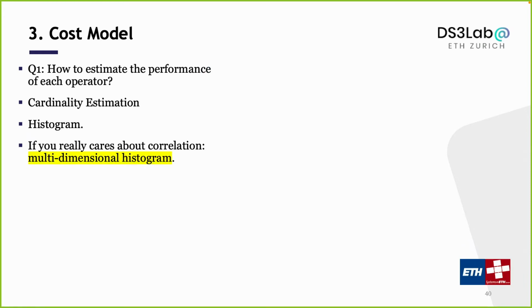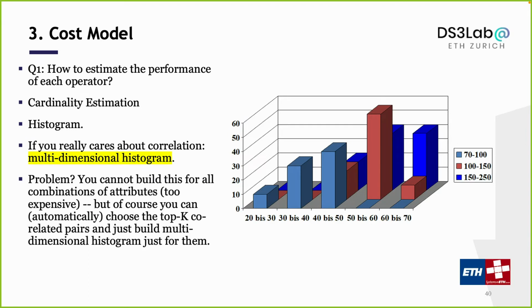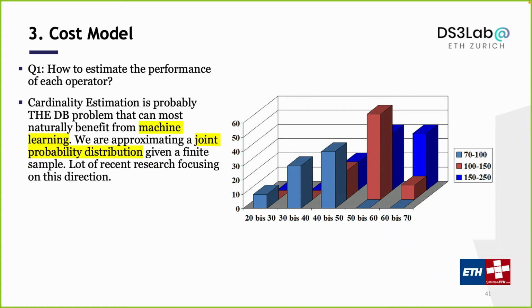If you really care about correlations, and you know which pairs of correlation are very important, you can build a multi-dimensional histogram over just two different attributes. But the problem is you cannot do this for all pairs of attributes; that's going to be way more expensive. But one thing people can do is compute the correlation between different attributes, pick the best ones, and build this multi-dimensional histogram. Then they say all the other pairs, or all the other triples, are independent. That's something people do in practice.